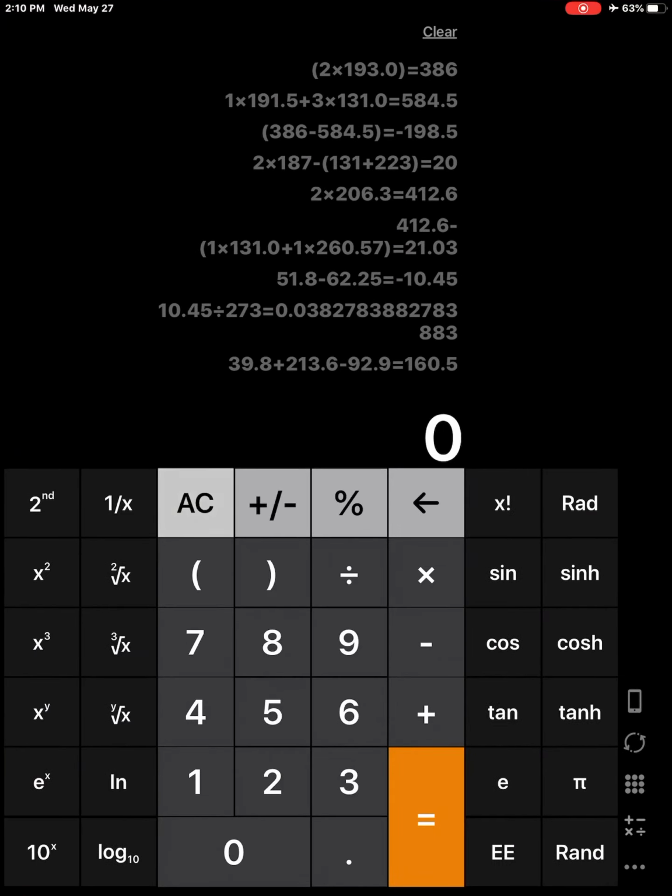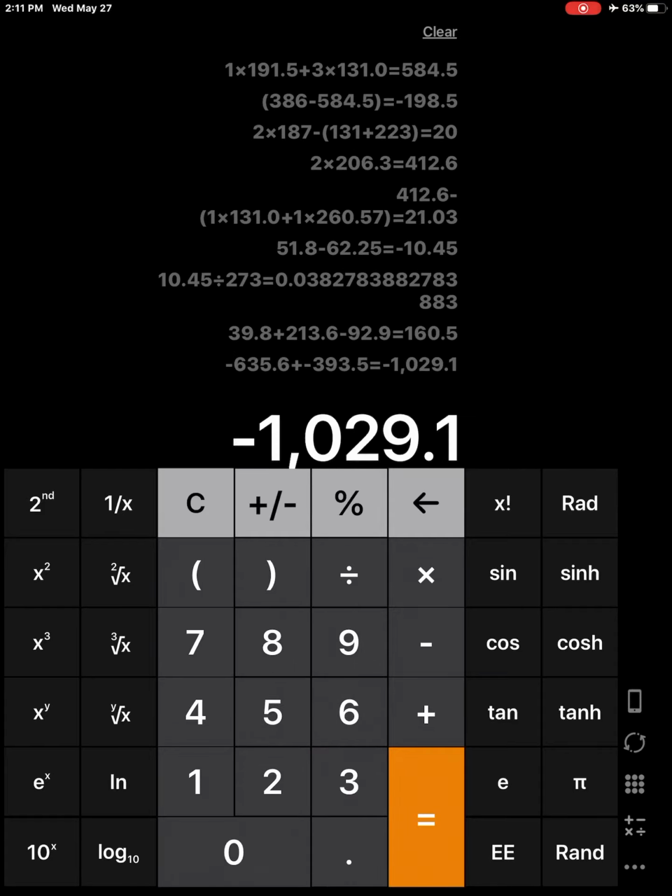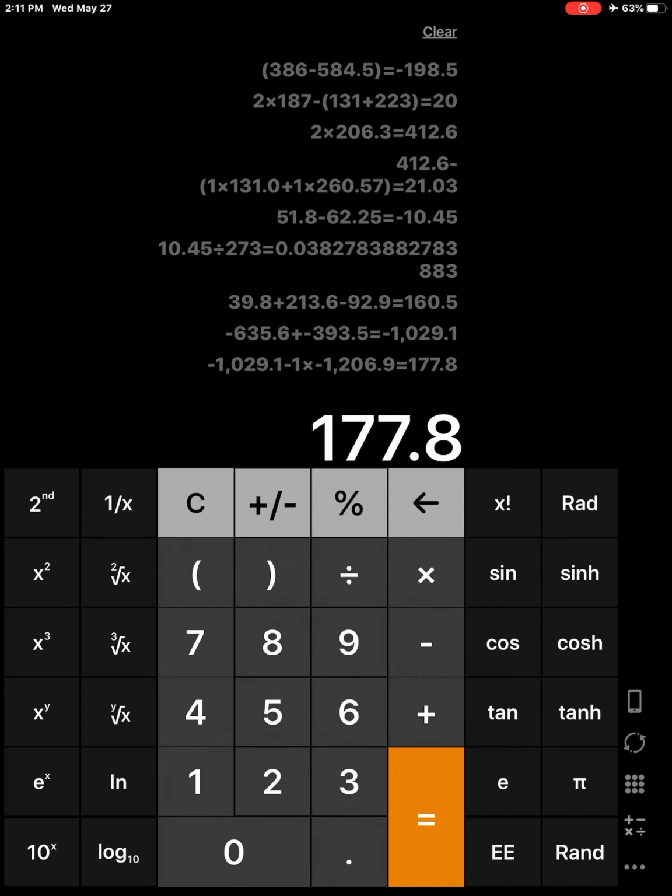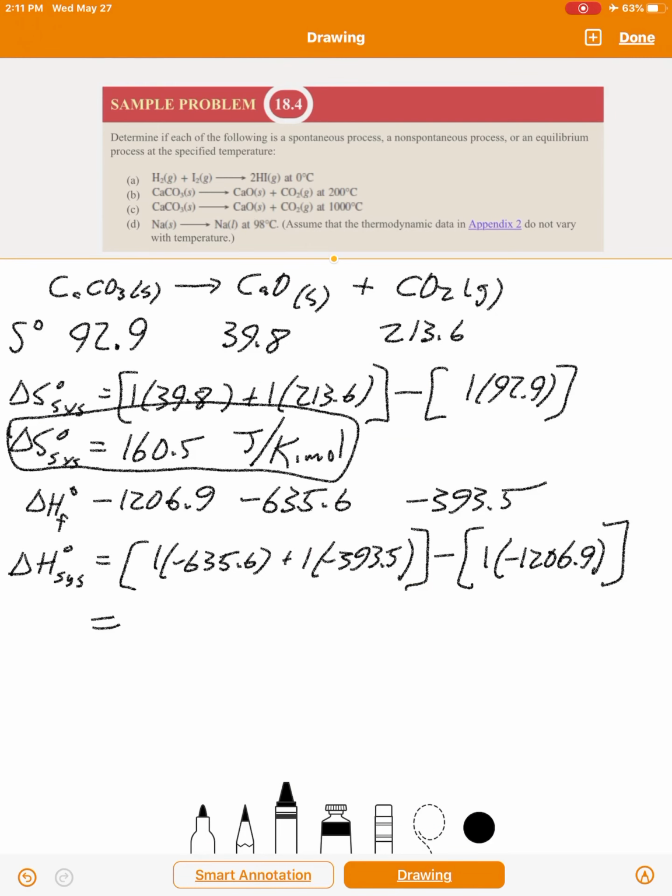So negative 635.6 plus negative 393.5 equals. Now we're going to subtract 1 times negative 1206.9, and you get 177.8 kilojoules per mole. Notice it's positive. So delta S of the surroundings is equal to minus positive 177.8 kilojoules per mole.